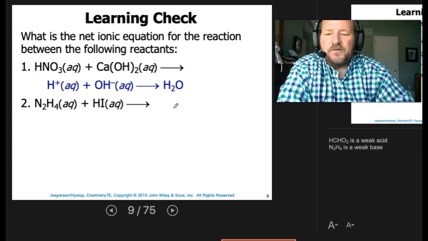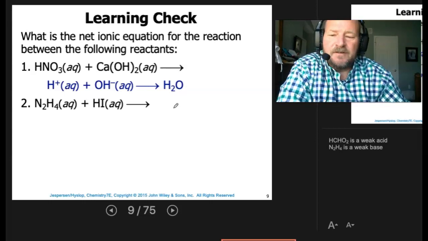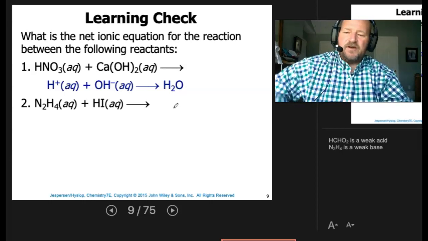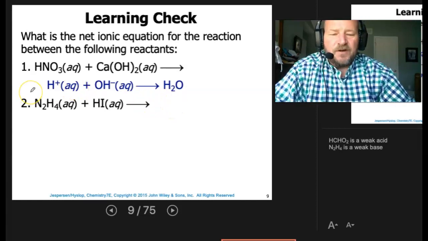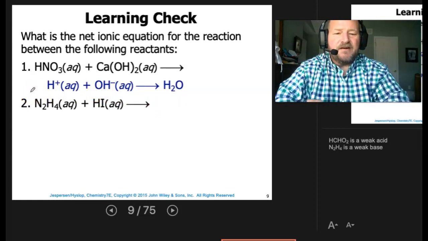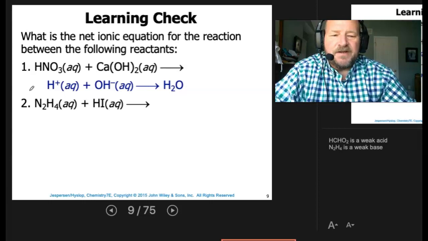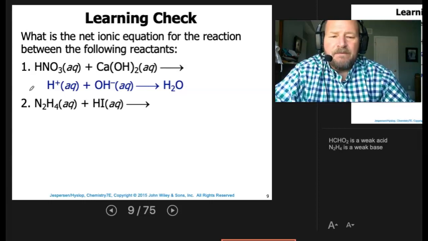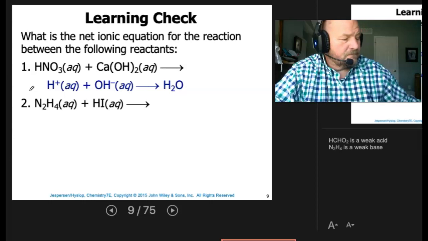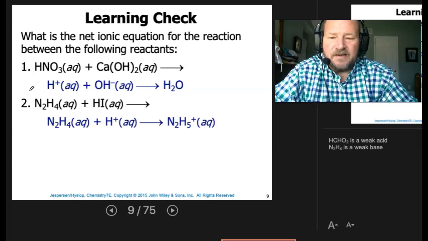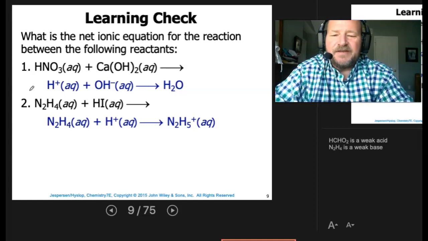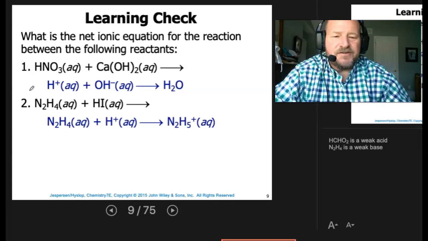All right, how about N2H4 plus HI? So now we have a strong acid. Is N2H4 going to be a strong base? Of course, that's not on our list. It's not on our list for being a strong base. All right, so here we're going to have the N2H4. It's molecular. It doesn't break apart. The HI does break apart. The I's will cancel out on the product side, and we end up with N2H5 with a plus charge.